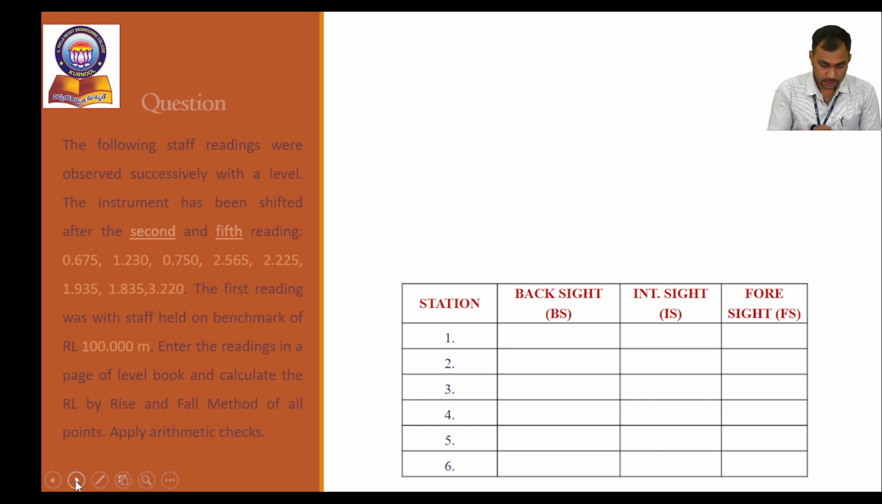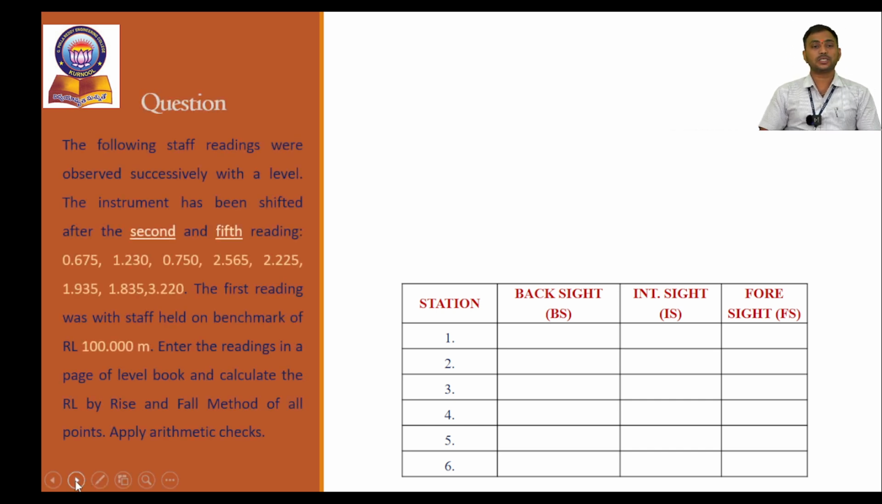Okay, my dear students. Now the question. What is the question? The following staff readings were observed successively with a level. The instrument has been shifted after the second and fifth readings. Okay, this is an important point. Note the underlined part: what is meant by instrument? Nothing but the leveling instrument, tripod, and next the theodolite.